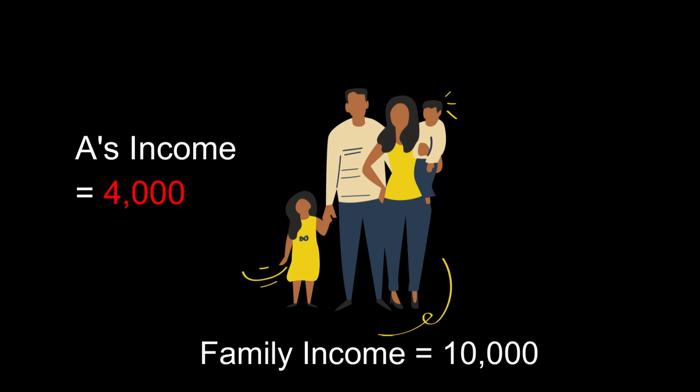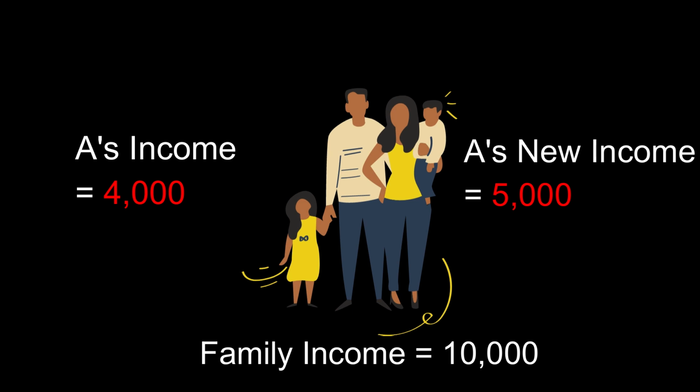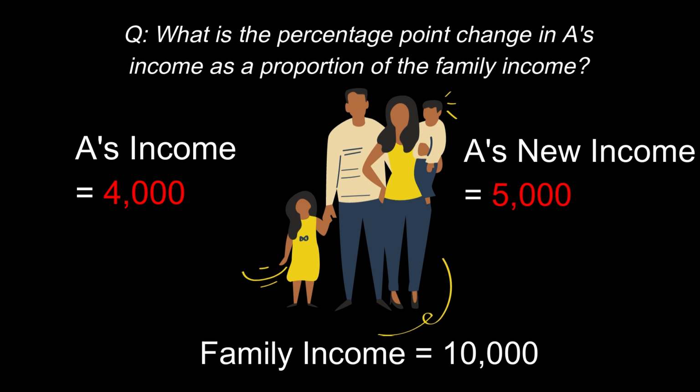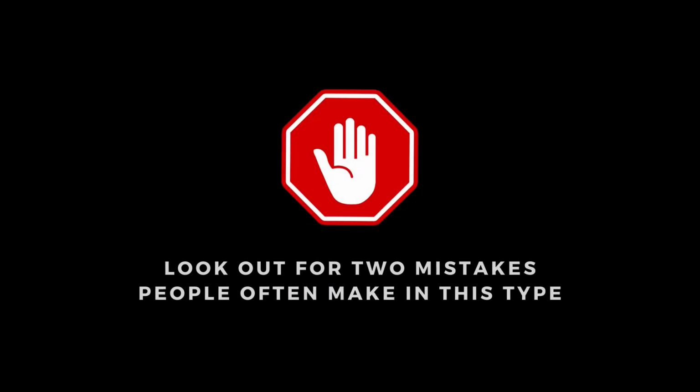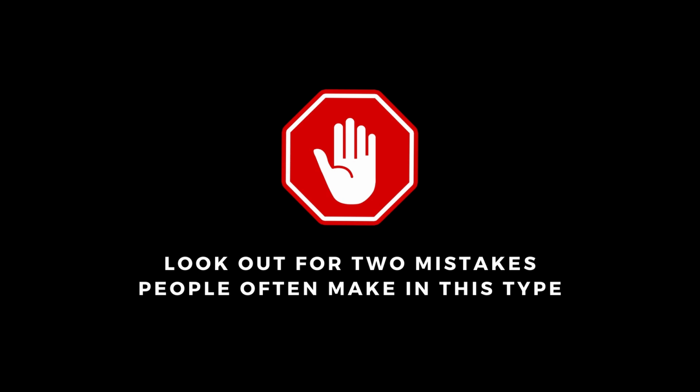Now if A's income increases to 5,000, then what is the percentage point change in A's income as a part of the family income? There are two kinds of mistakes that people often end up making in a question like this, which is why I wanted to bring it to your notice.